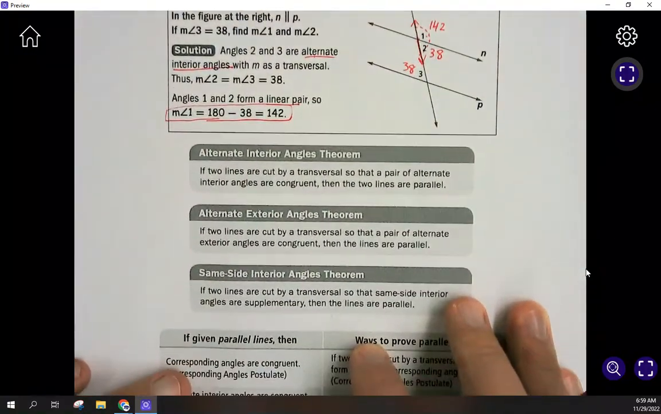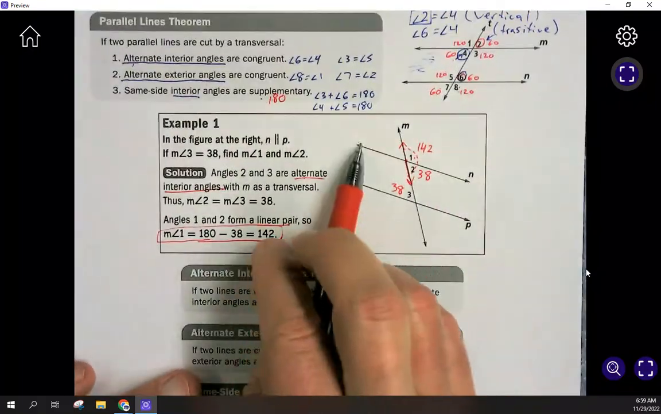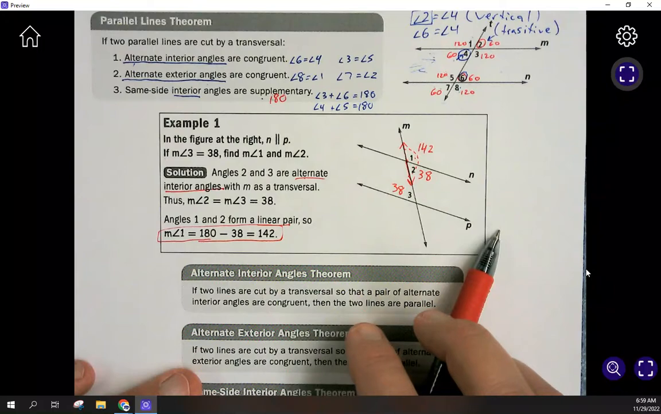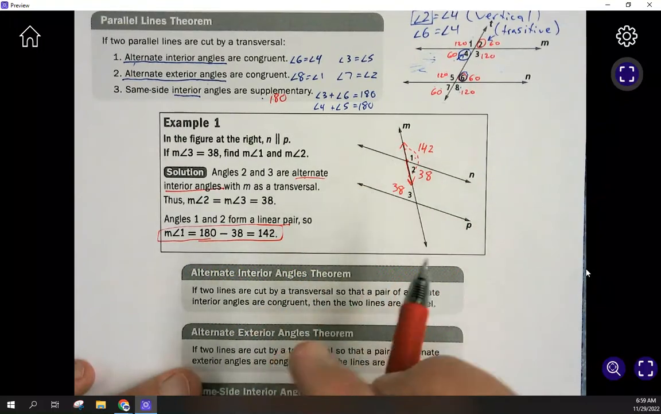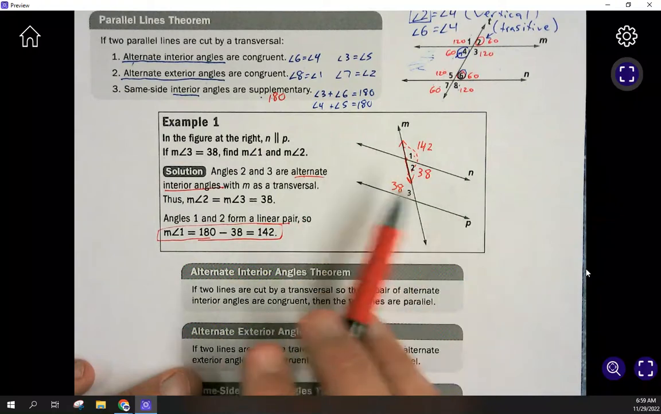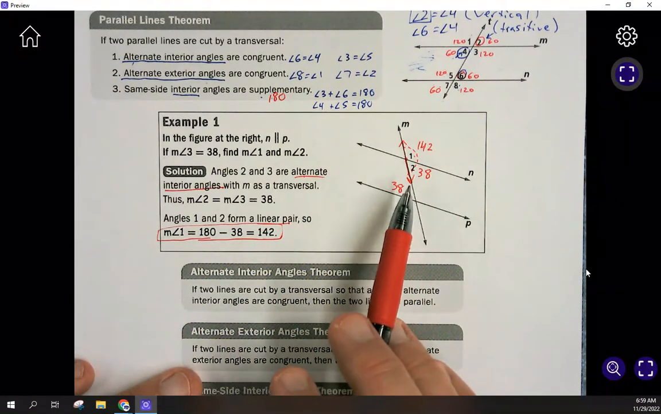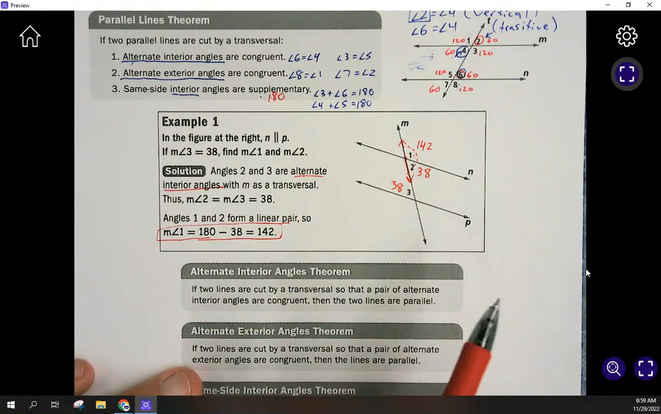All right, to wrap this up now, everything we talked about up here was when you were given parallel lines. Then you're allowed to assume things are equal. Well, the opposite is true. If I see this type of picture and I'm wondering if those are parallel, but it's not given to me, but I see angles equal in the correct spots, then I am allowed to assume that they're parallel.